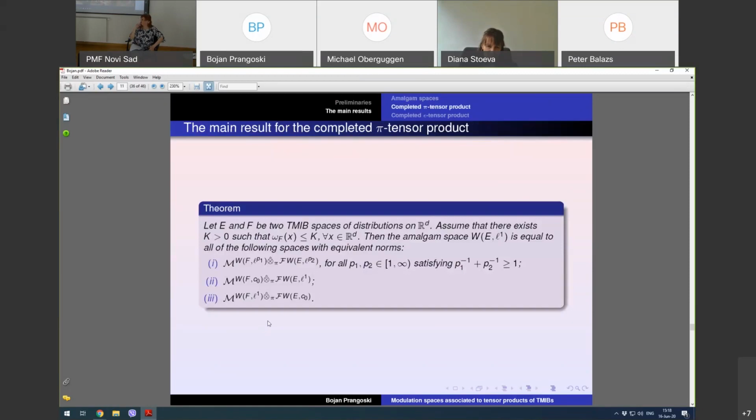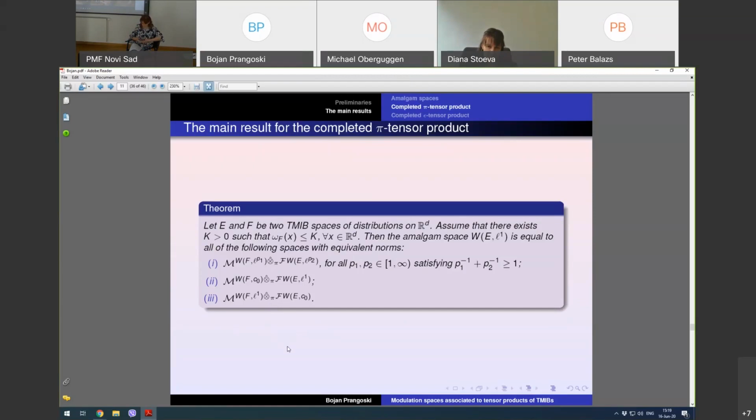So we take E and F to be any translation and modulation invariant spaces, and we impose only one condition on F, and that is that the translation group is bounded. So just recall that omega_F stands for the operator norms of the translation group. So if it is bounded, then all of these modulation spaces associated to these tensor products are the same.